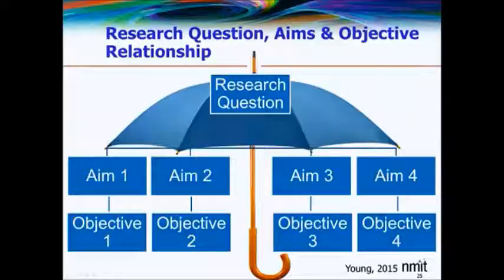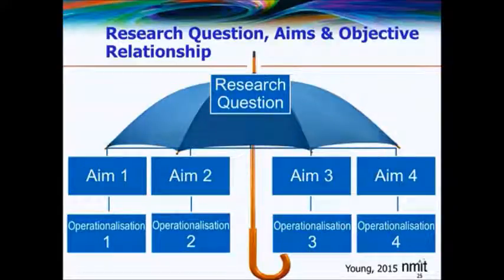Then below your aims will be your objectives, or another word for objectives would be operationalisation. These are the things that you have to do in order to achieve each of your aims. So they're specific statements of the learning that might occur, particular things that you need to have happen or data that you need to get in order to be able to answer each of your aims. Your aims will be closely related to your concept map.